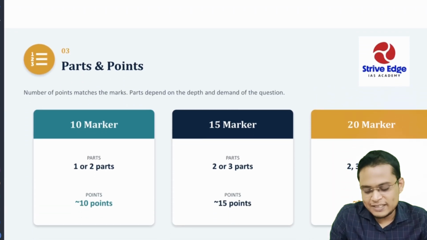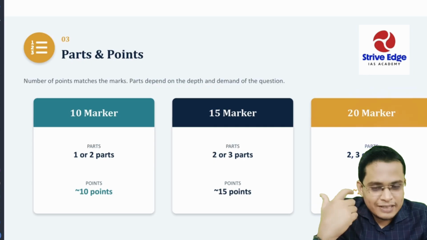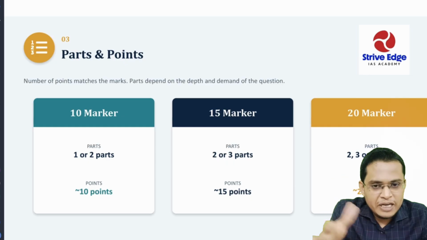So next is parts. There is a question: how many points do we need to write in case of a 10 marker, in case of a 15 marker, in case of a 20 marker?